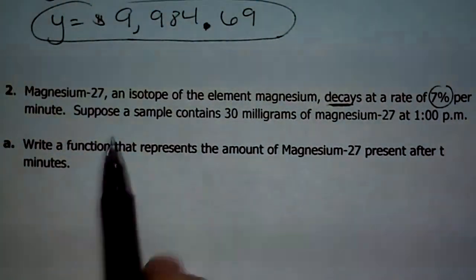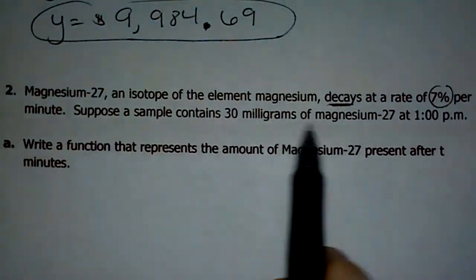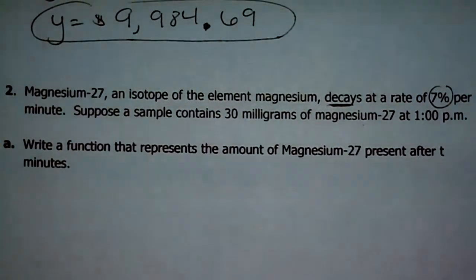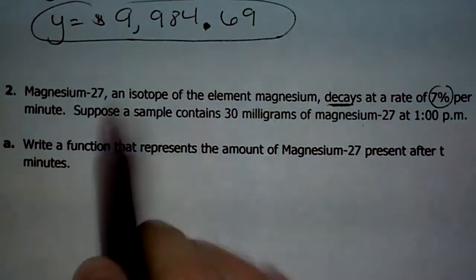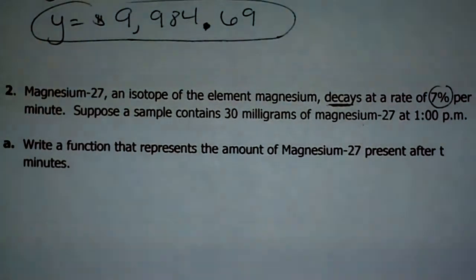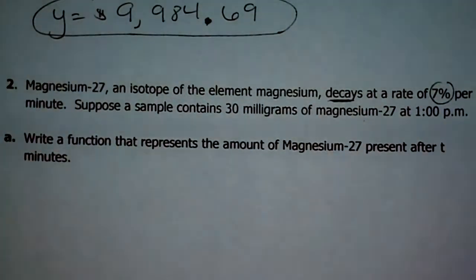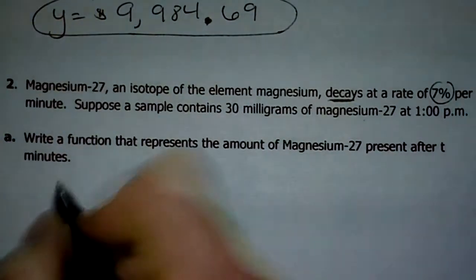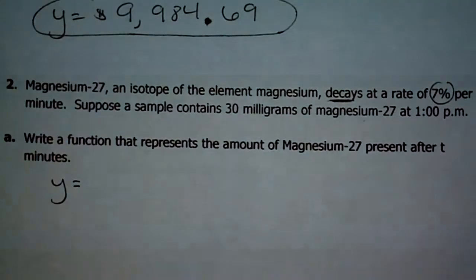Alright. Suppose a sample contains 30 milligrams of magnesium-27 at 1 p.m. Okay, don't be thrown off by the 27 here. That's just part of its name. Letter A. Write a function that represents the amount of magnesium-27 present after t minutes. So now our time is in minutes. That's okay. It doesn't have to be days or years. It's minutes. So y equals, this is an exponential decay function. You already have the template on the front page of what it's supposed to look like.